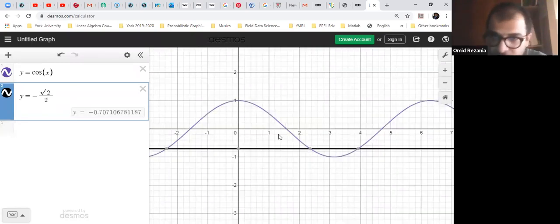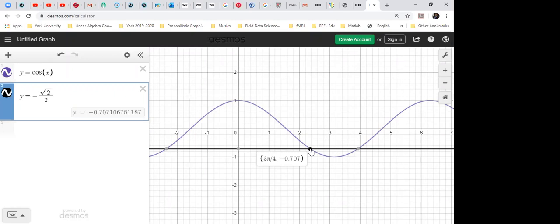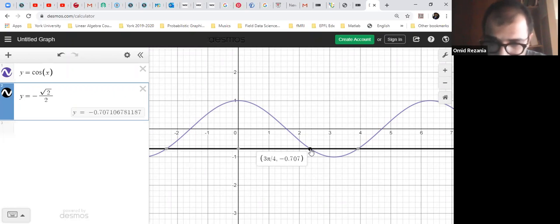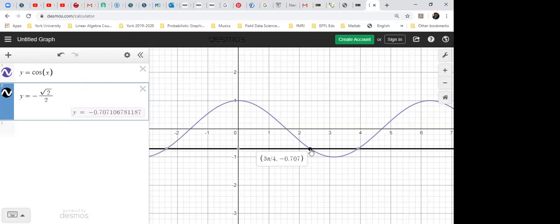The blue plot is the cosine. The black line is the minus the square root of 2 divided by 2. Look at the first intersect. What is the x-coordinate of that? 3 pi over 4. That's right. How much was the first coordinate which you found analytically? Analytically, how much did we get? 3 pi over 4. That's right.